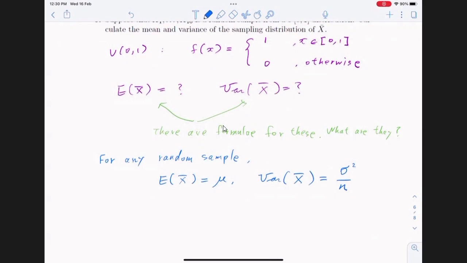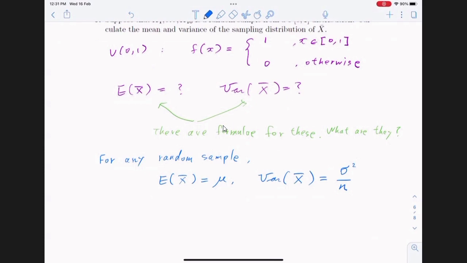Remember this? We have a nice mathematical result. It is true for any random sample. It is a mathematical fact. For any random sample, the expectation of the sample mean must be equal to the population mean. The variance of the sample mean must be equal to the population variance divided by the sample size.